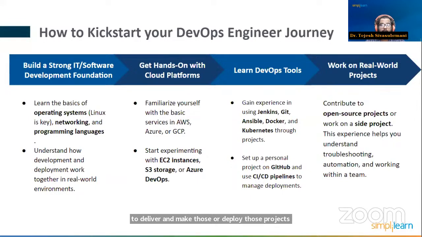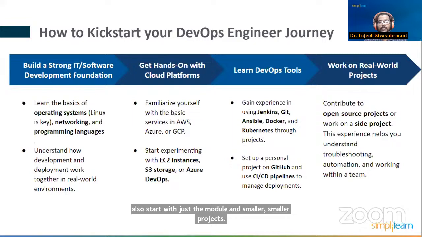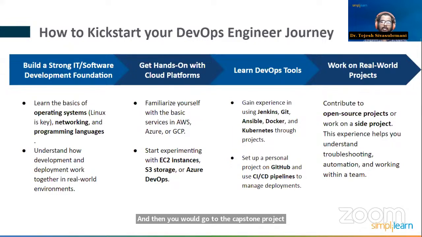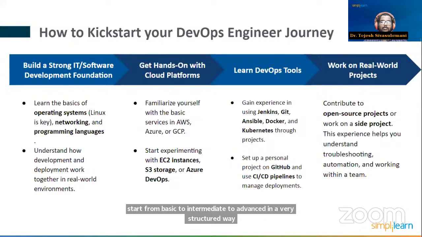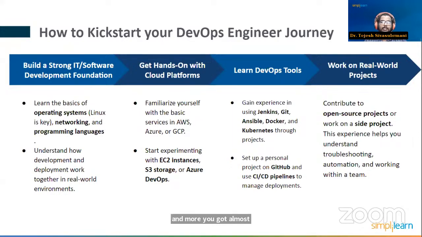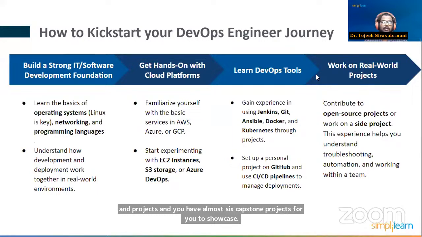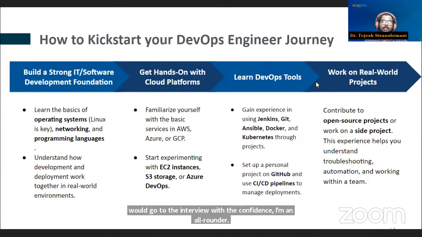You also start with just the module and smaller projects, and then you would go to the capstone project, right? So later we'll see how many subjects there are. Here, what happens is you have 27 skills in your hand. You start from basic to intermediate to advanced in a very structured way, and you get almost 15 to 25 modules and projects, and you have almost 6 capstone projects for you to showcase. You would go to the interview with the confidence: I am an all-rounder.